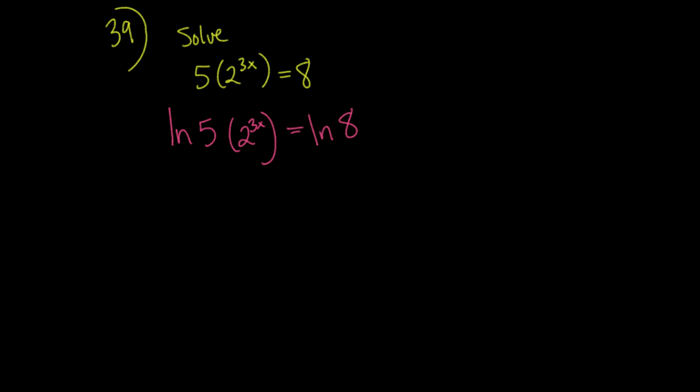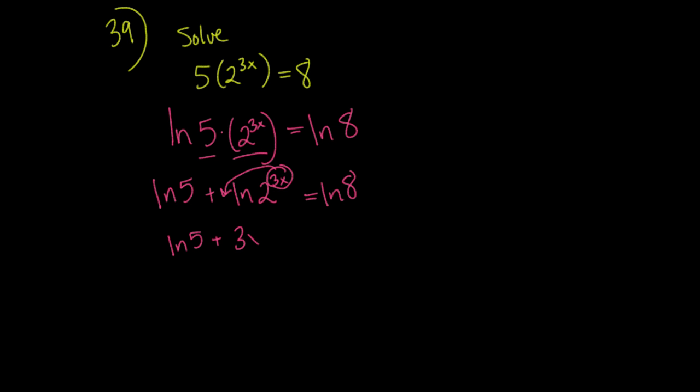And properties of logarithms, do you see that we have a product right here, 5 times 2 to the 3x. So it's going to be the natural log of 5 plus the natural log of 2 to the 3x equals the natural log of 8. Now I have a power, 3x can come out front, so it's the natural log of 5 plus 3x ln 2 equals natural log of 8.